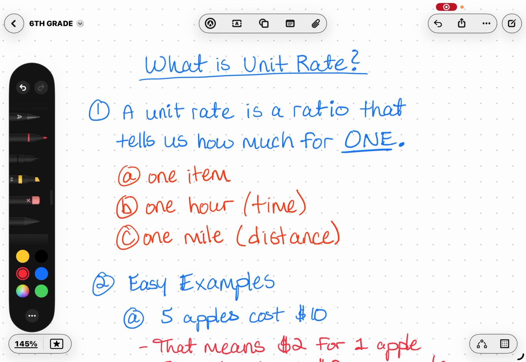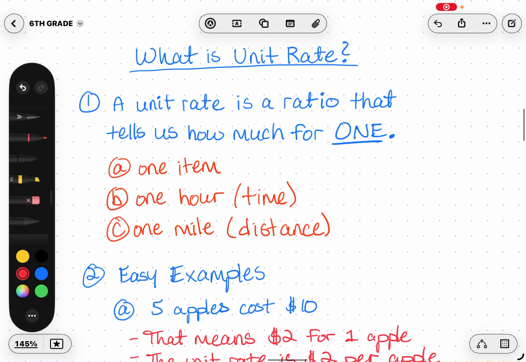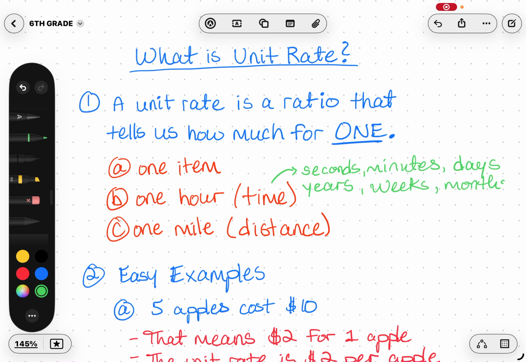What is unit rate? All right. First, we need to know that a unit rate is a special ratio that tells us how much for one. It could be for one item, 1 hour, or 1 mile. An hour is a unit of time. Other units of time could be seconds, minutes, days, years, weeks, months, and so forth. Just to give a few examples.